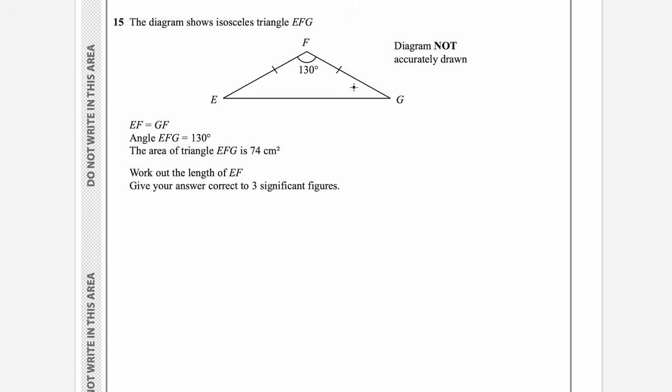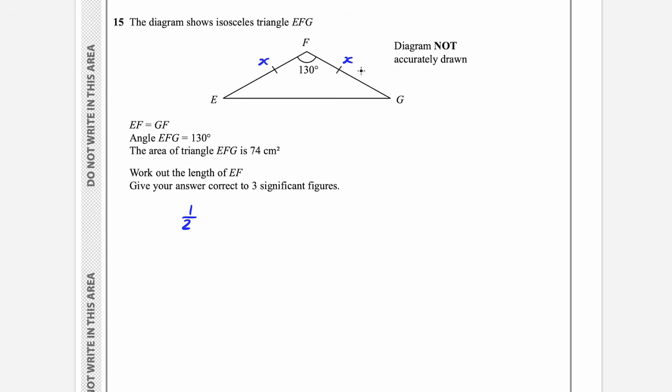Okay, EF, GF. EFG is this. Fine. Area is 74. Work out the length of EF. Okay, so I'm going to use, guys, let's call this X. This is X, and then this is X. So let's use the area of a triangle rule. A half AB sine C is equal to the area, but it's a half.